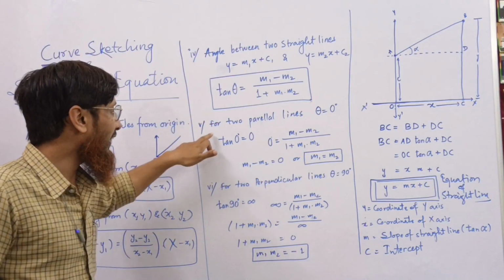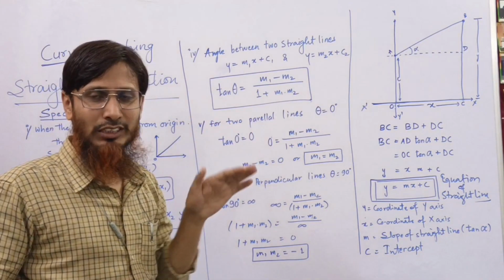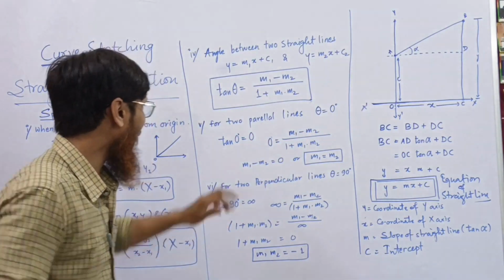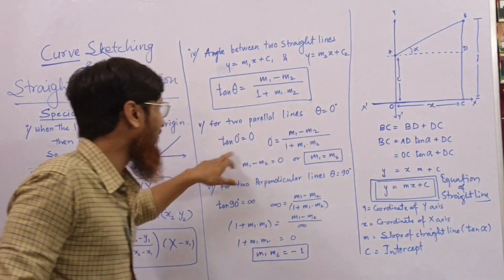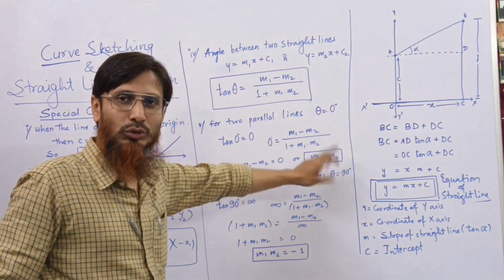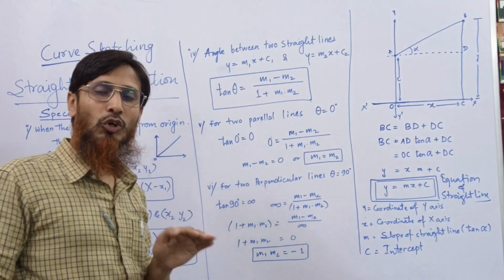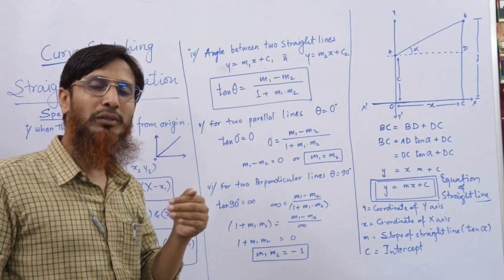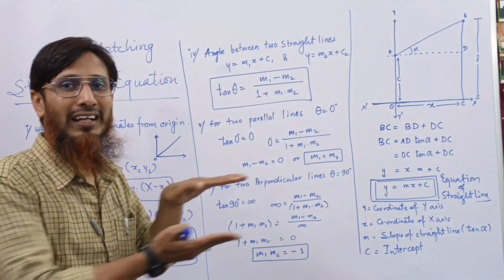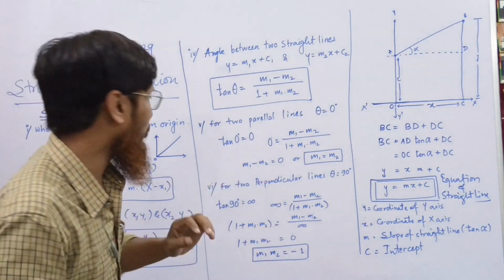The next case is for two parallel lines. When two straight lines are parallel to each other, then what would happen? The theta would be 0, the tan 0 would be 0. So ultimately m1 equals m2. Means the slope for the first straight line would be equal to the slope for the second straight line when the two lines are parallel to each other.